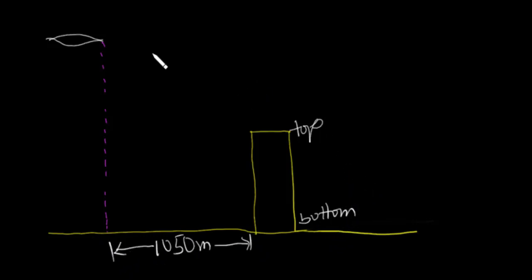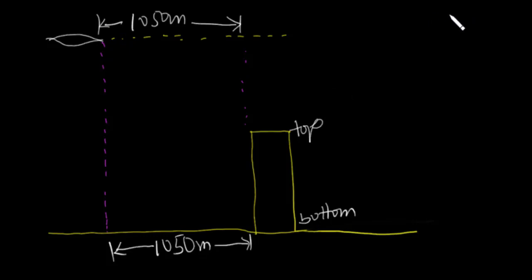Or you can think of it to be somewhere here. It's the same thing, that is from here. So the horizontal distance from the aeroplane to the tower is 1050 meters. So that is the distance here. So that's what the question says.